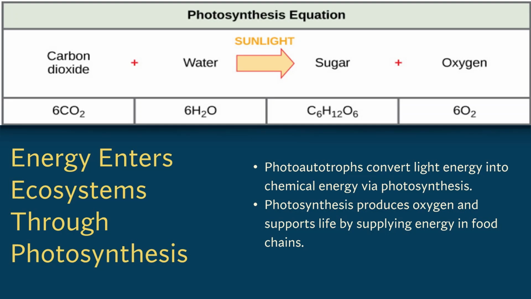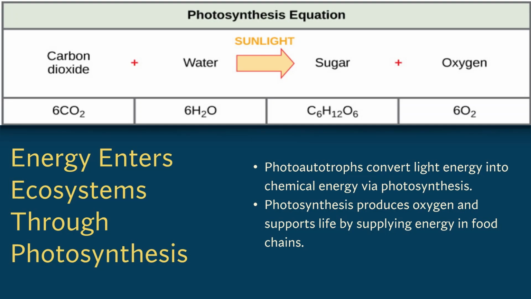Photoautotrophs are organisms such as plants, algae, and cyanobacteria that use light energy as their primary energy source. Through the process of photosynthesis, photoautotrophs convert light energy from the sun into chemical energy that gets stored in organic molecules like glucose. During photosynthesis, carbon dioxide and water are used to produce glucose. Oxygen gets released as a byproduct. That oxygen is important for most life on Earth because it's required for aerobic respiration, which is used in many organisms, including humans.